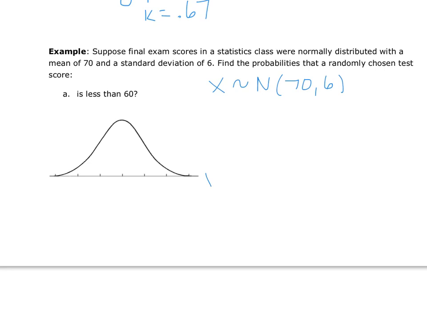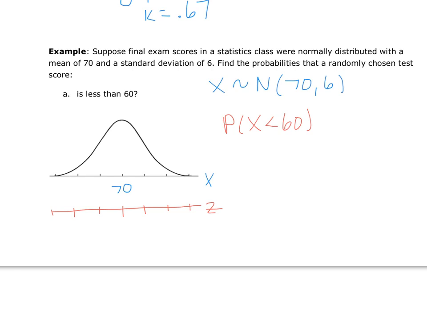If we put this on the density curve, in the middle here we've got 70. We're also going to think about having another horizontal axis, which is representing z values. The first thing we want to do after getting the picture going is convert the value of x into a z value. The probability that we're looking for is the probability that x is less than 60. So we've got to find the z-score.